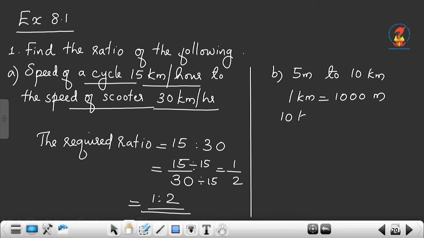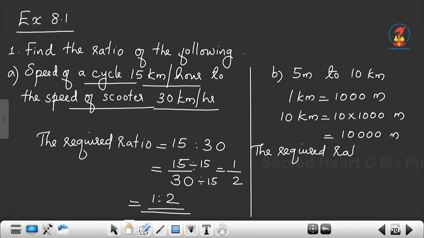Therefore 10 kilometer equals 10 into 1000, which is equal to 10,000 meters. Therefore the required ratio: you have to find out the ratio of 5 meter to 10 kilometer. So 5 you have to write first. So 5 is to, the second term is 10,000. Ratio has no units, so no need to write down the units.